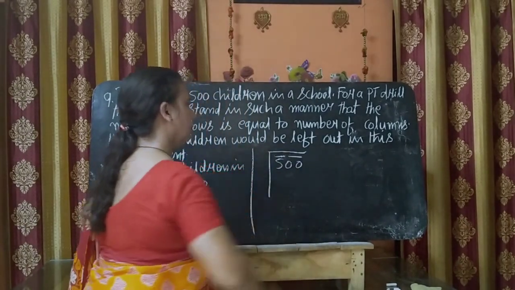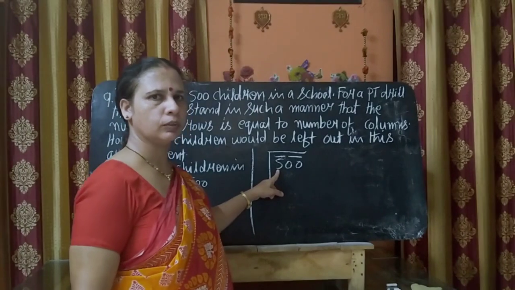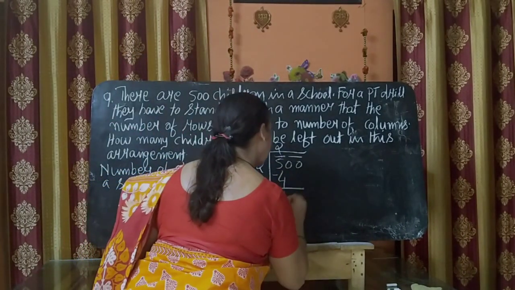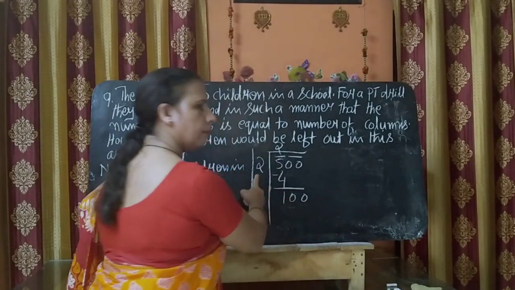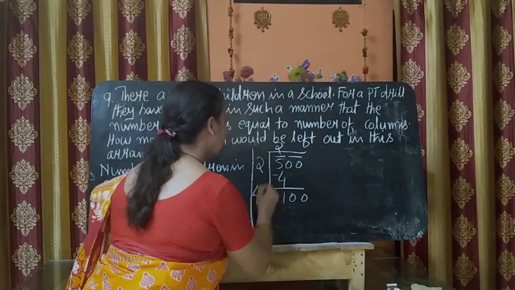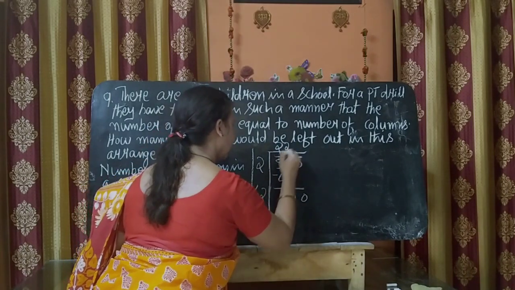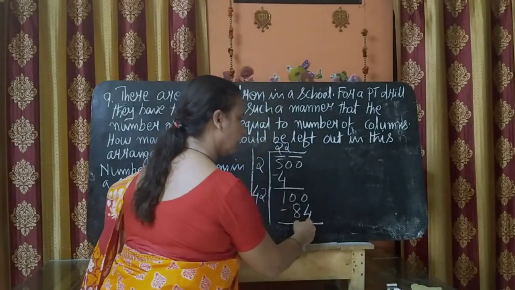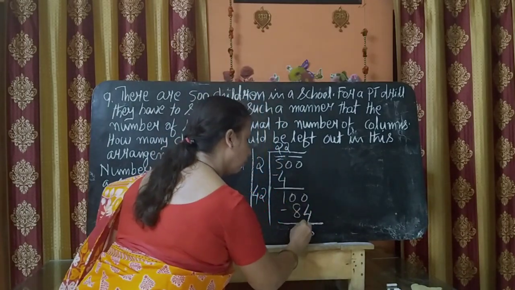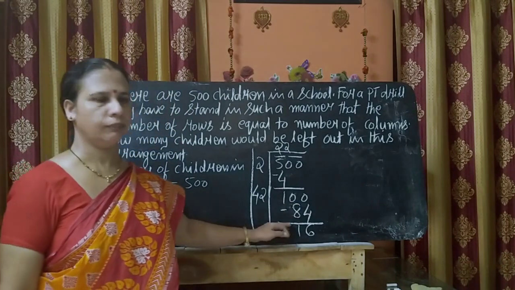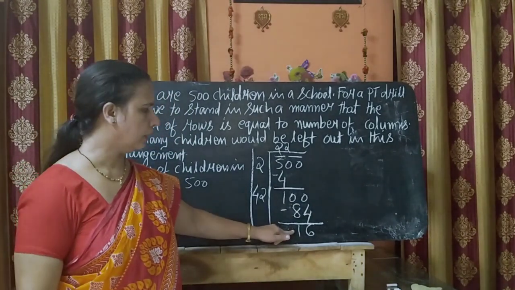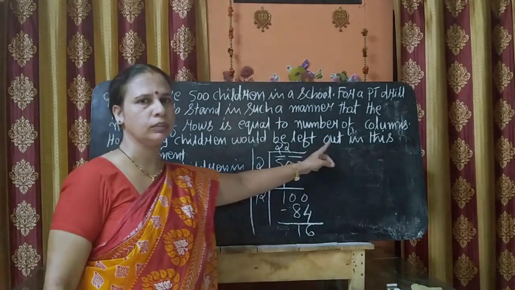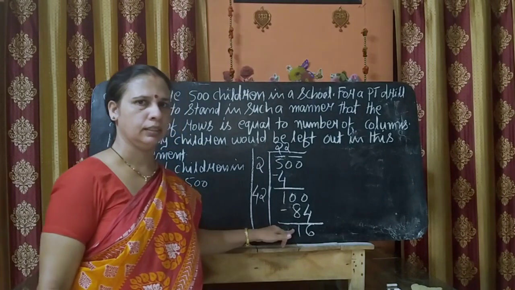Take pair. Then, below 5, the square number is 4. So 2 2s are 4, minus, 100. Then take the double of 2, that is 4. Then put a 2, multiply with the 2 here also. 42 2s are 84. Minus: 10 minus 4, 6, 9 minus 8, 1. Here the remainder we got is 16. The required number, the number of students left out in that arrangement, is 16.